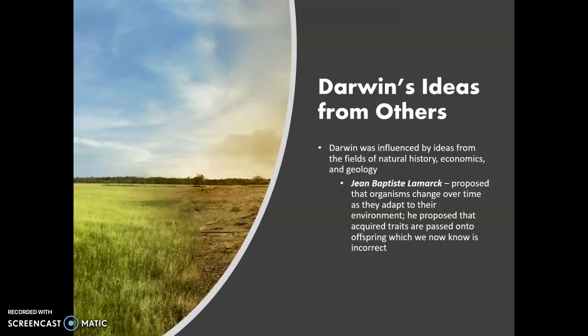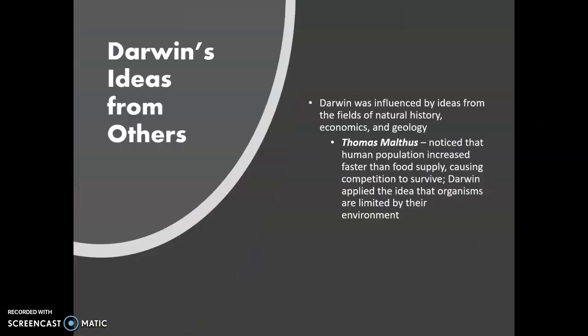So we have Jean-Baptiste Lamarck. He proposed that organisms change over time as they adapt to their environment, okay? The part where he got it wrong is he proposed that acquired traits are passed on to the offspring, okay? And we know, based on all the research that's been done, that Lamarck was incorrect about that part of his theory.